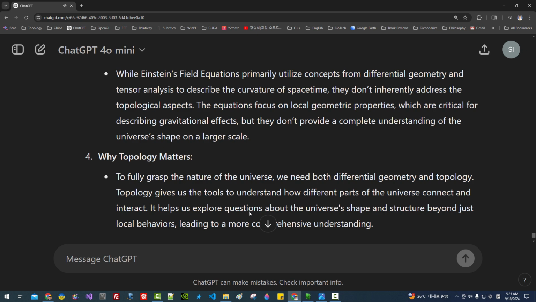3. Relation to Einstein's field equations. While Einstein's field equations primarily utilize concepts from differential geometry and tensor analysis to describe the curvature of spacetime, they don't inherently address the topological aspects. The equations focus on local geometric properties, which are critical for describing gravitational effects, but they don't provide a complete understanding of the universe's shape on a larger scale.